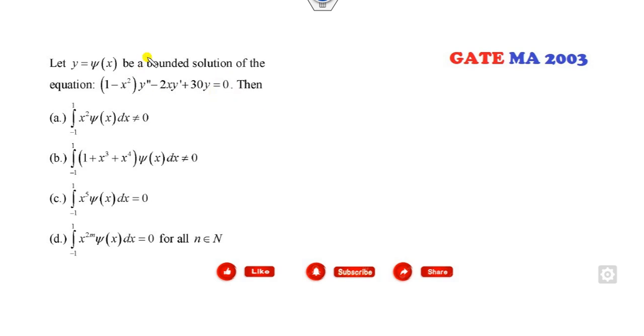Okay, look at this one. It's again a Legendre equation. So this 30 is basically n into n plus 1. Can you find the value of n? It's 5 into 6. So n will be 5. Now y is equal to the bounded solution of this. So what is that? The solution is my P5(x).